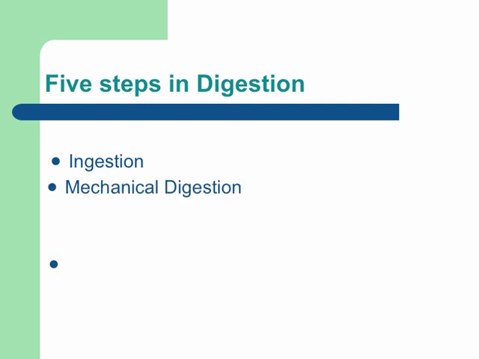Mechanical digestion. You guys, when you did the quiz, you talked about that. It's just increasing the surface area of a substance. Chemical digestion is actually a chemical reaction happening on it and breaking it down into its products.